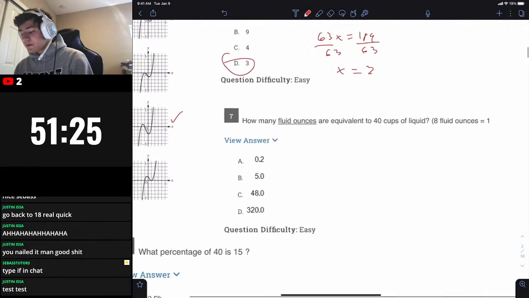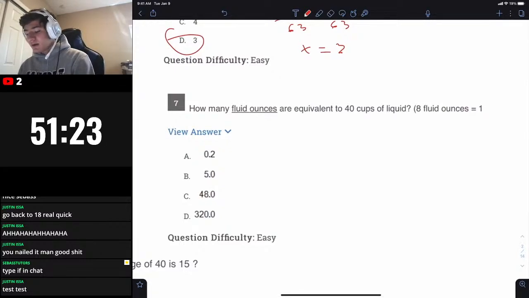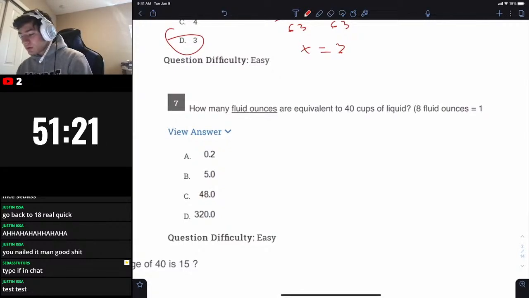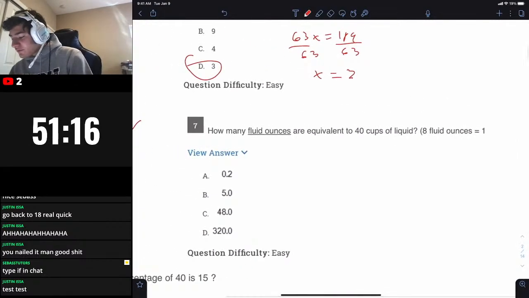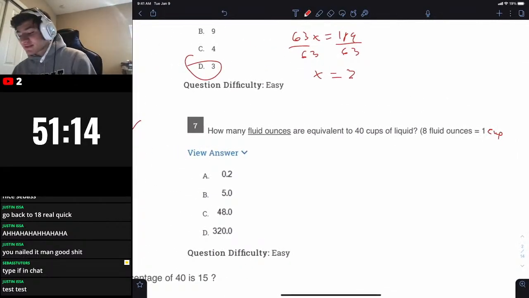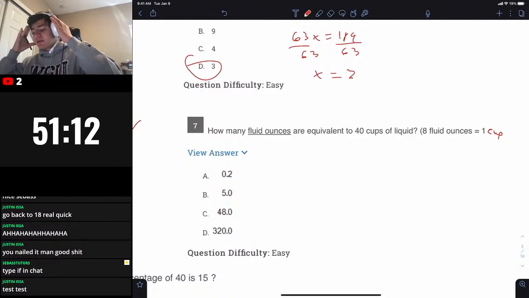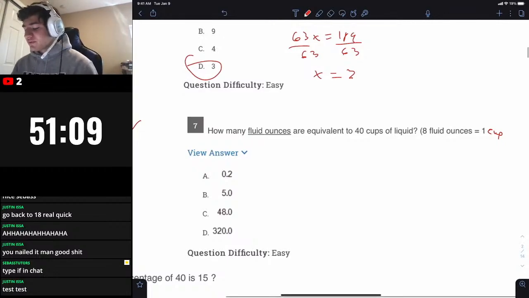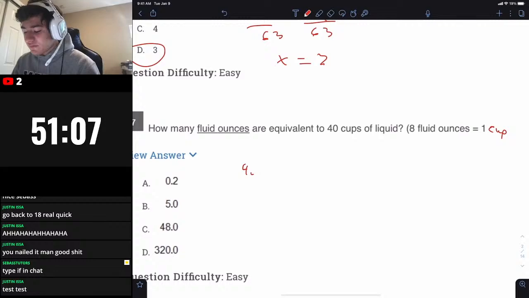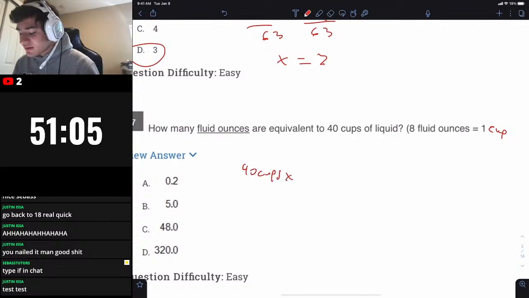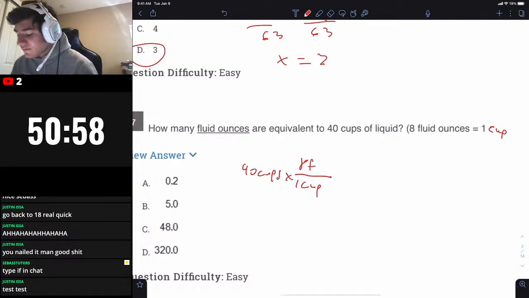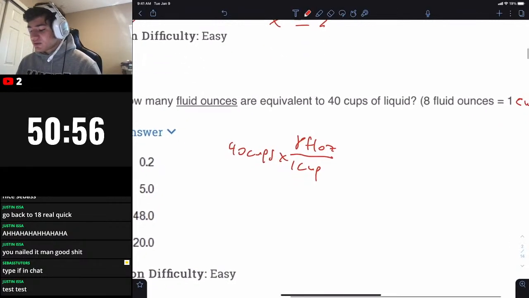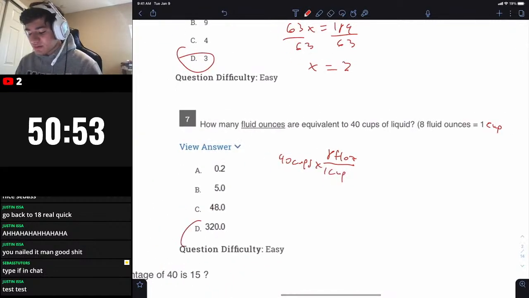Cool. How many fluid ounces are equivalent to 40 cups of liquid? What is this? It's all cut off. 8 fluid ounces. I'm going to guess this says 1 cup. If it doesn't, then I'm sorry, but I don't know. It's printing pretty weird. Okay, so 40 cups times 1 cup on the bottom, because we want cups to cancel, some dimensional analysis, and then 8 fluid ounces. So we're going to get 40 times 8, which has got to be this, D.